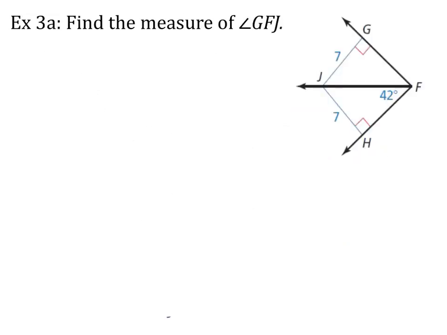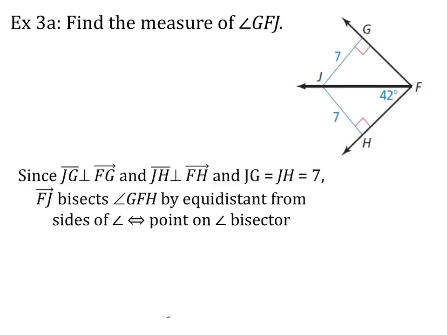All right, let's take a look at example 3A. Find the measure of angle GFJ. Since segment JG is perpendicular to ray FG, and JH is perpendicular to FH, and JG is equal to JH, which is equal to 7, ray FJ bisects angle GFH by the theorem equidistant from sides of angle if and only if point on angle bisector, which is the converse of the angle bisector theorem.